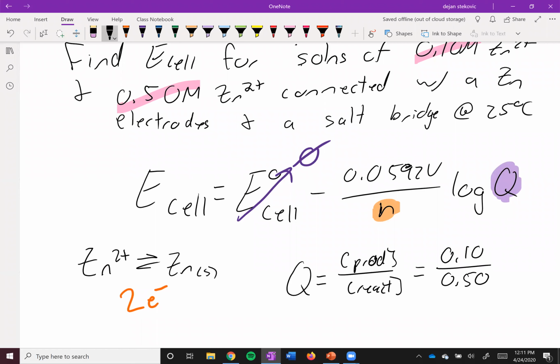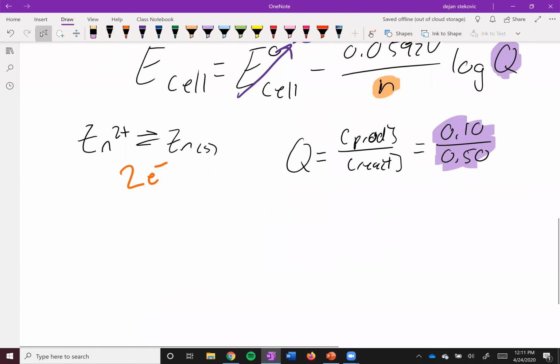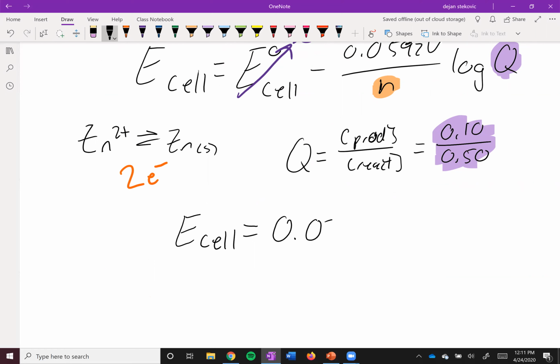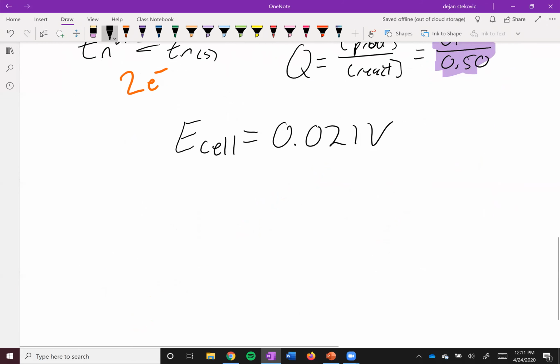So plug that in for Q, plug and chug through this math. And then you finally get an E cell of 0.021 volts. So we can see that this difference in concentration can generate a potential and thus do work.